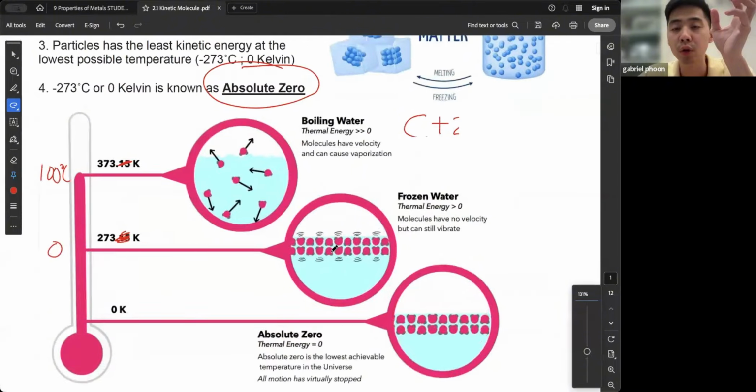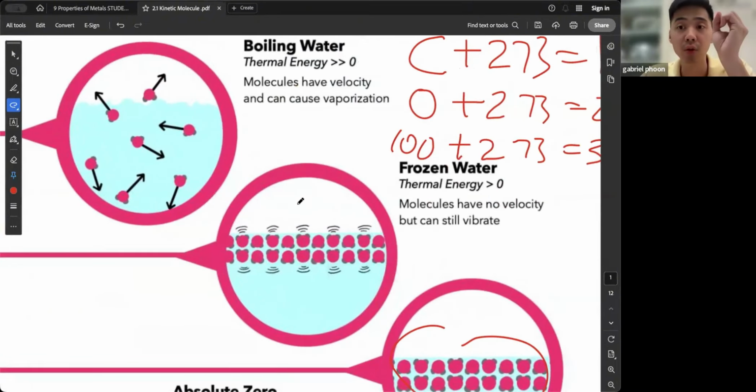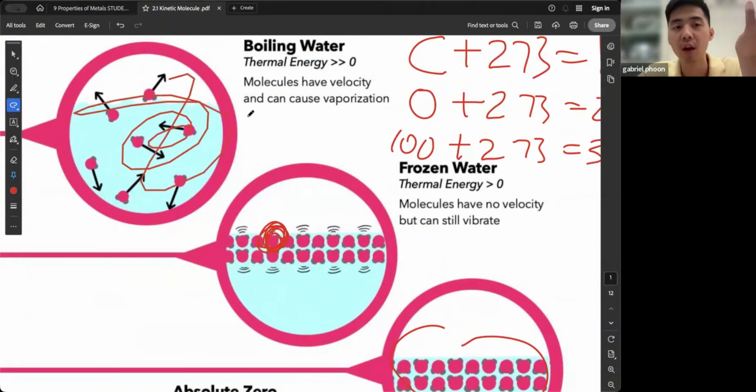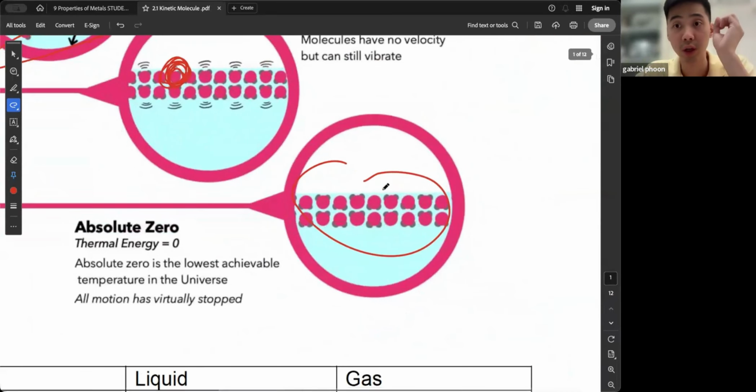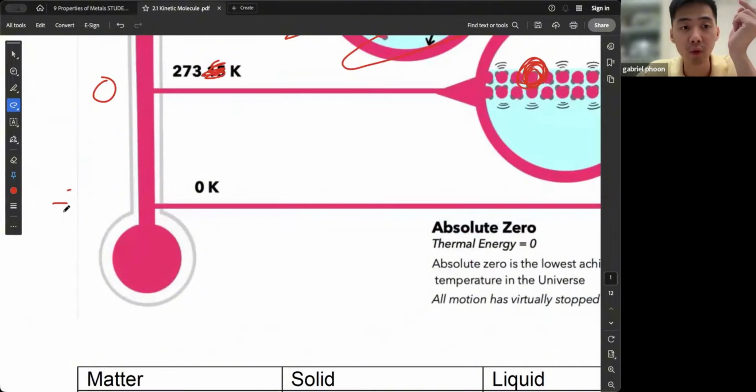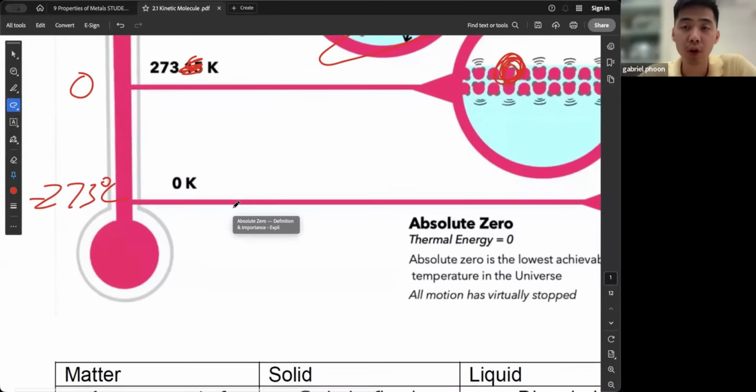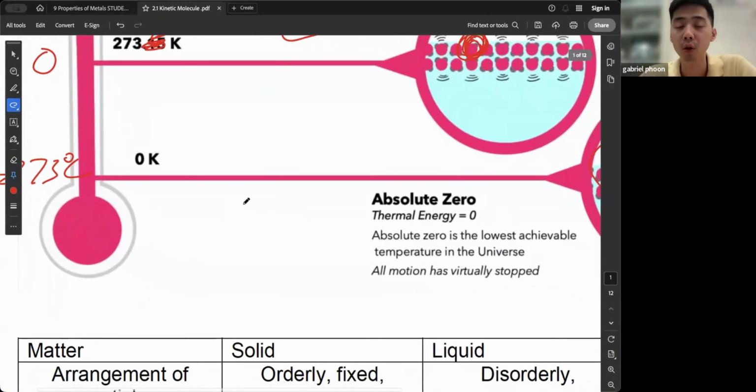So if you want to look at the context here, right, at 0 degrees Celsius, although the temperature is freezing already, the water is freezing already, it becomes solid, right? The solid particles still vibrate at fixed position. At 100 degrees Celsius, obviously they have a lot of energy, so they'll move around like crazy. At absolute zero, which is negative 273 degrees Celsius, which is the lowest possible temperature achievable, known as absolute zero.